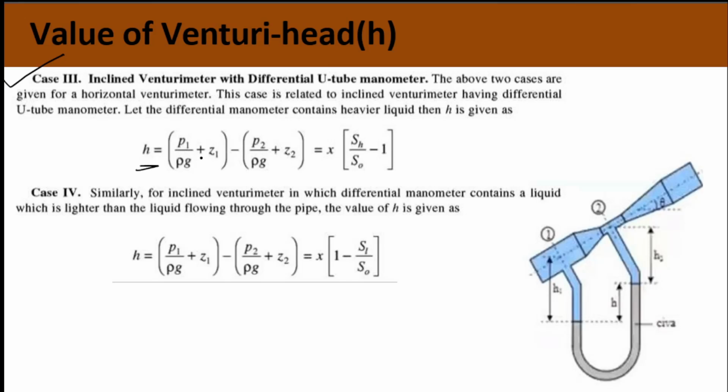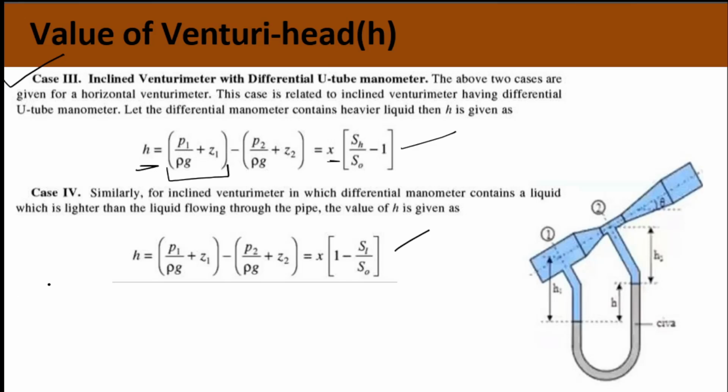So here H is equal to, now this value of H is nothing but P1 by rho G plus Z1. Now in case of the horizontal Venturimeter, the Z1 was equal to Z2. That's why the term of Z was not there. Now in case of inclined Venturimeter, the Z term will be there. So H is equal to P1 by rho G plus Z1 minus P2 by rho G plus Z2 is equal to, so other things will remain the same, X into SH upon SO minus 1 if the manometric fluid is heavier, and in the same fashion is equal to X into 1 minus SL upon SO. So this diagram tells us everything.